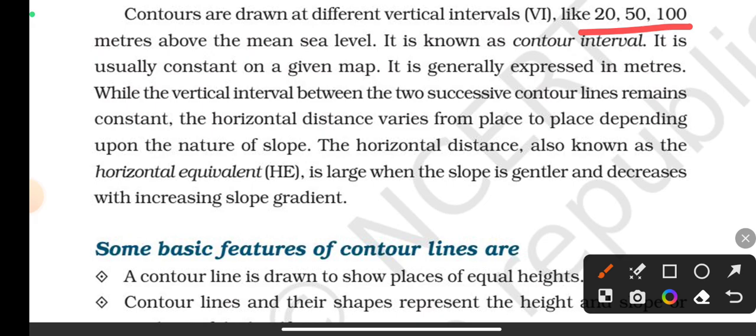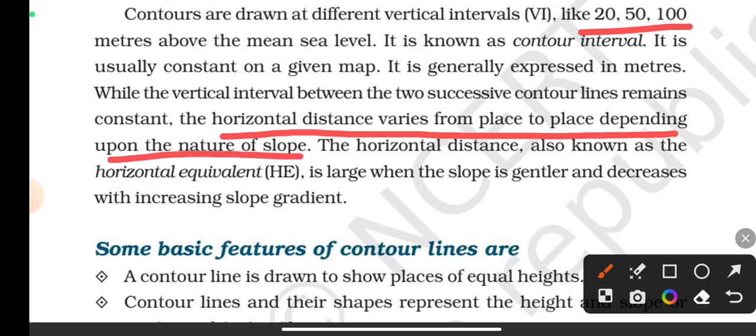Okay, now it is known as contour interval. It is usually constant on a given map. It is generally expressed in meters, while the vertical interval between two successive contour lines remains constant. The horizontal distance varies from place to place depending upon the nature of the slope. Definitely the horizontal distance varies, right? Vertical distance remains the same, but the horizontal distance varies depending upon the nature of the slope.